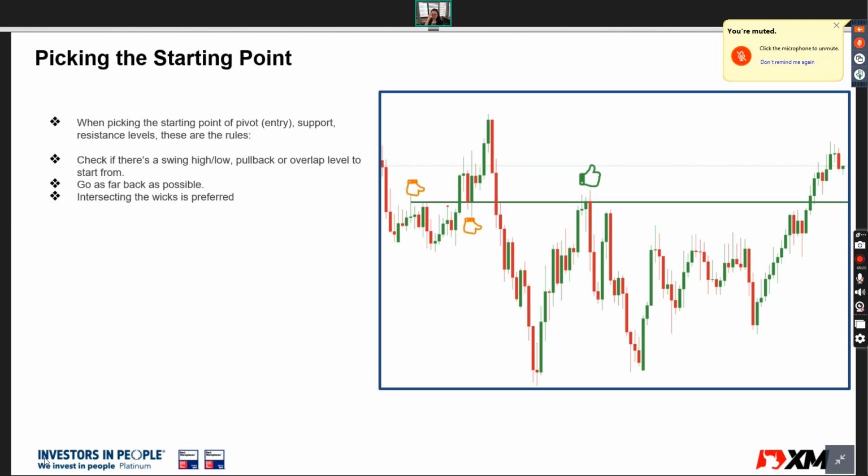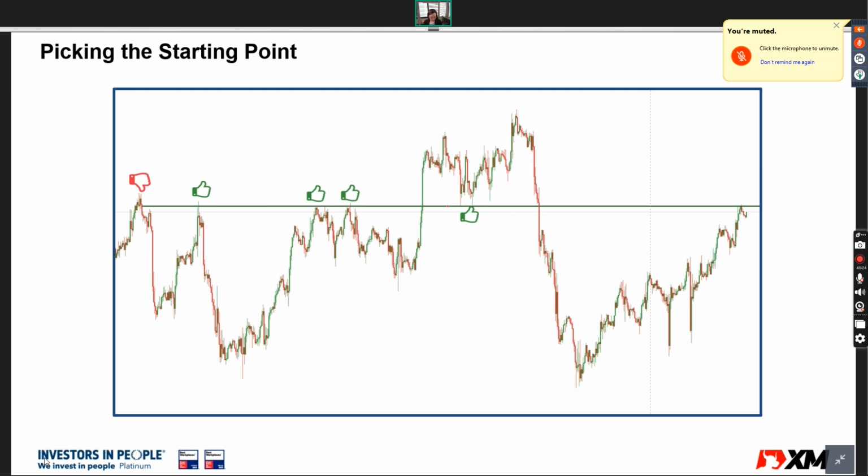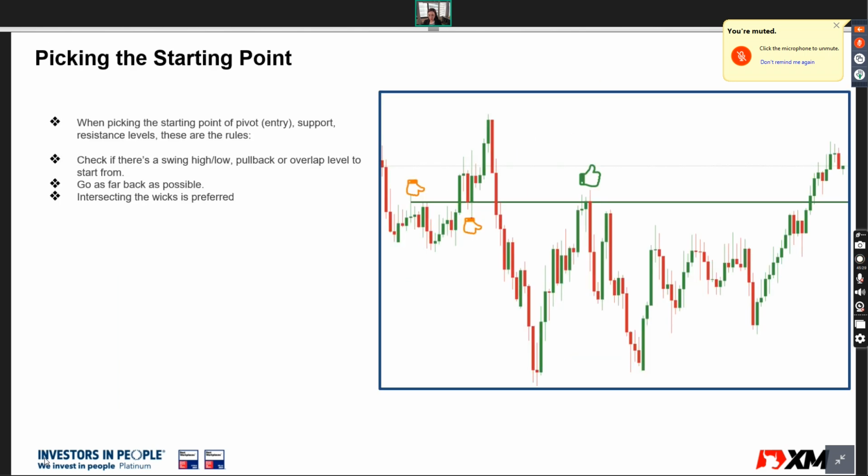It does not have to be exact. If you find the entry, you can either draw until here and then you argue with me, okay, this is a resistance, pullback, it becomes support. Then price comes again, it becomes your resistance level. Now price breaks above this one, it becomes your pullback support level.